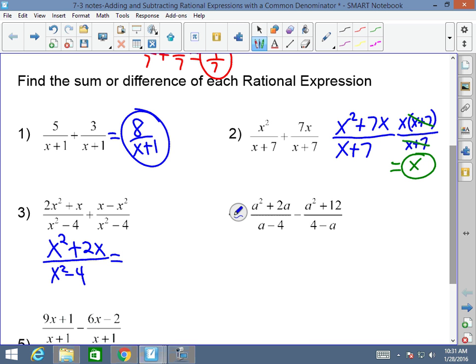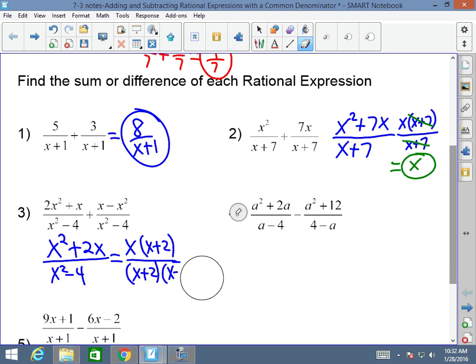So when I factor out an x, I've got x times x plus 2 over x squared minus 4. I have to factor it. So that's x plus 2 times x minus 2. That's a difference of squares. And why did I say x minus 2, but I put x minus 4? Come on, Morrow. Pay attention. So now I have an x plus 2 and an x plus 2 on the top and the bottom. Those are identical binomials.